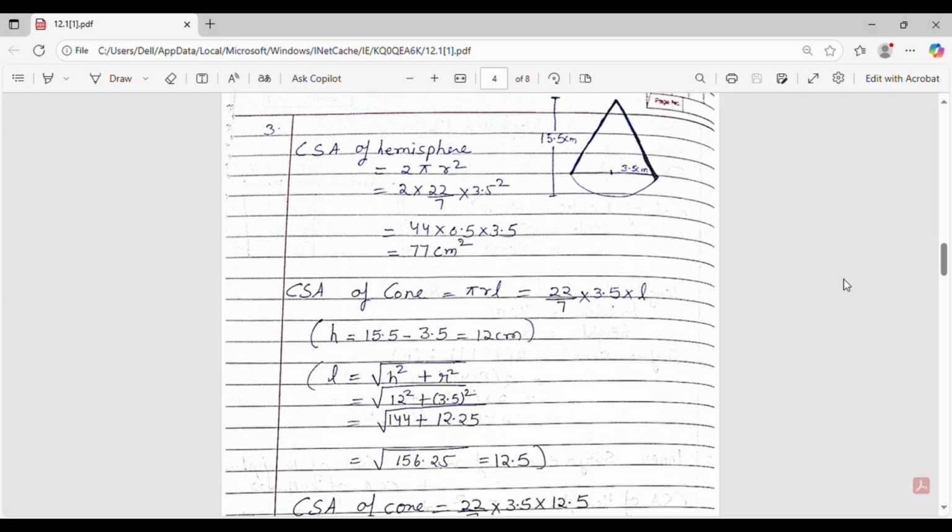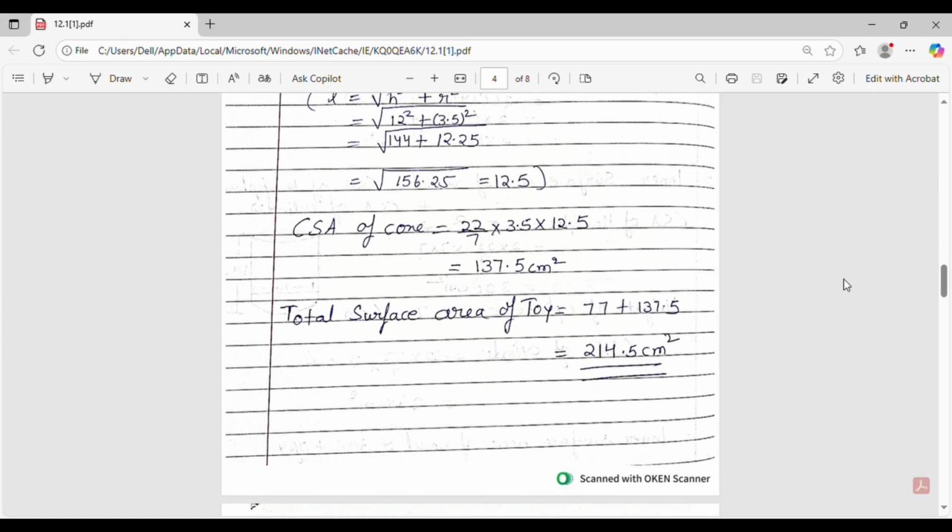For this, first we will find CSA of hemisphere, 2πr². It is 77 centimeter square. And for CSA of cone, we need l, which is the slant height. So we will apply the formula l equals root of h² plus r². So l would be 12.5 centimeter in this case. So CSA of cone would be πrl. It would be 137.5 centimeter square. So the total surface area of the toy would be the sum of these both, which would be 214.5 centimeter square.